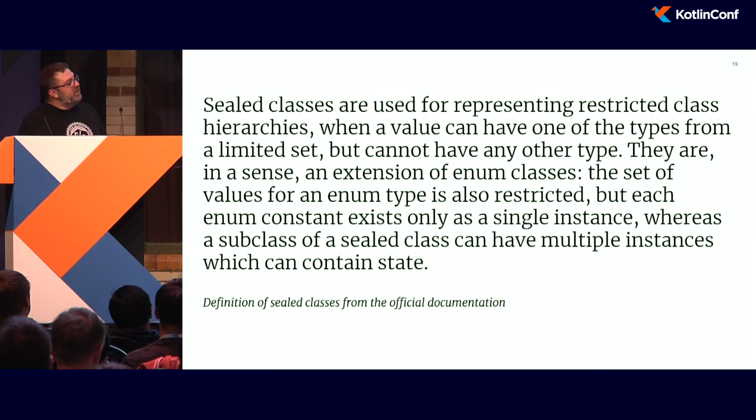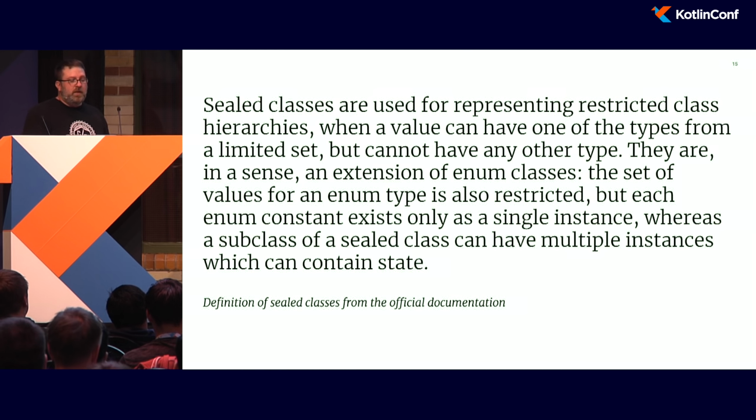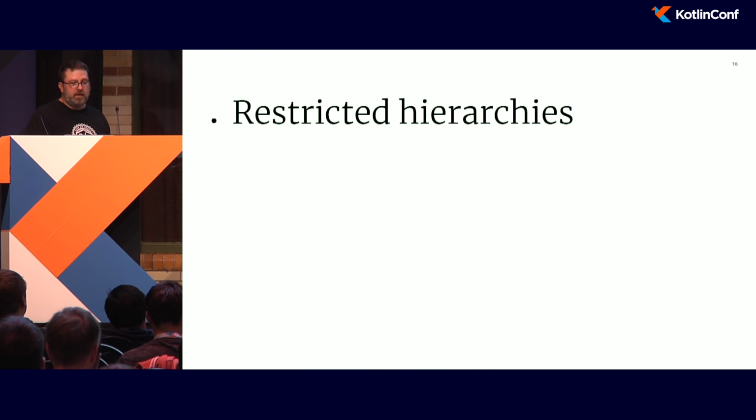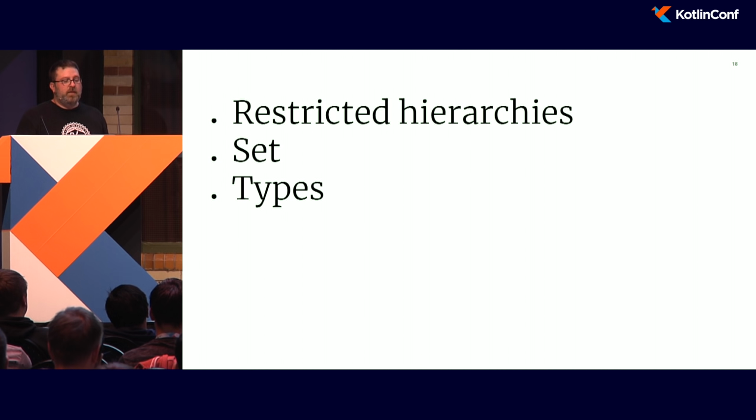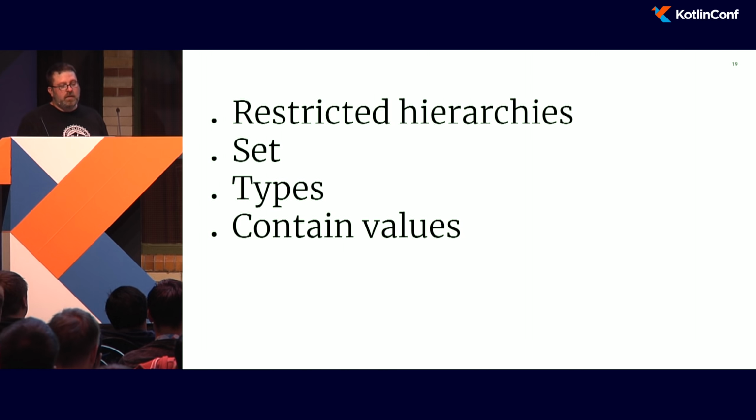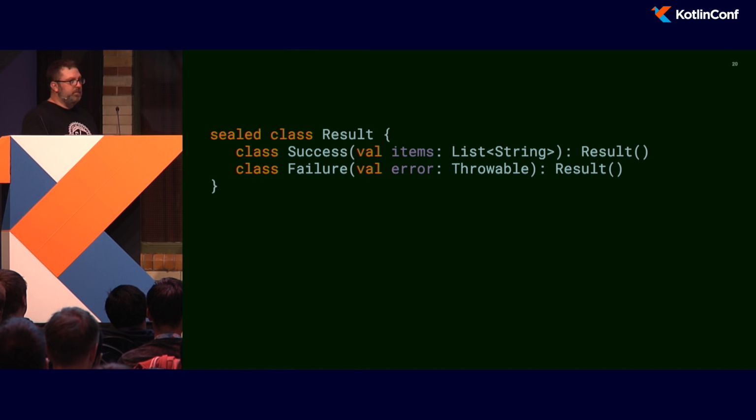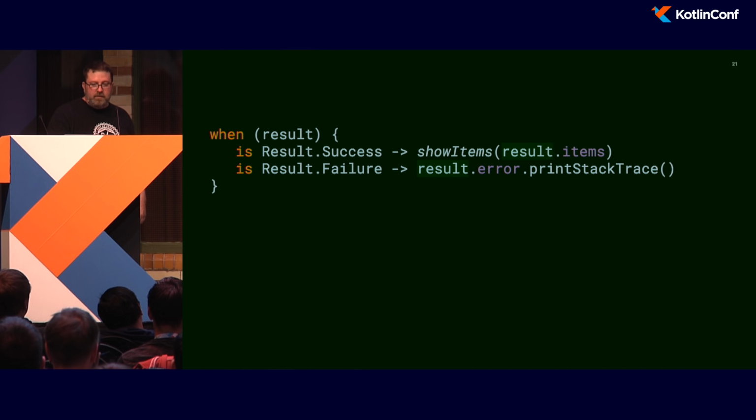So this is a very precise but kind of wordy definition. To me, the important parts of this are they are restricted hierarchies, they are set, they are types, and they can contain values. So let's look at the basic example. You see this on a lot of blog posts and stuff. It's modeling maybe the response from an API. So you have success or failure, and we have two different types of items in the two branches here. We have a list of items or a throwable. Given that sealed class result, then we can use Kotlin's when expression to branch over this and handle the result.